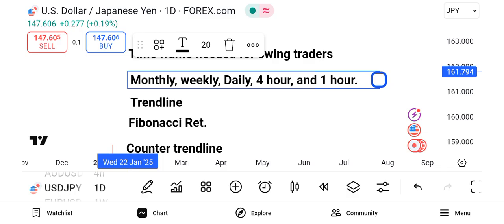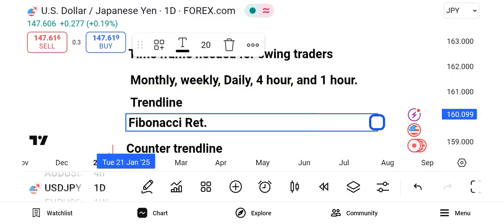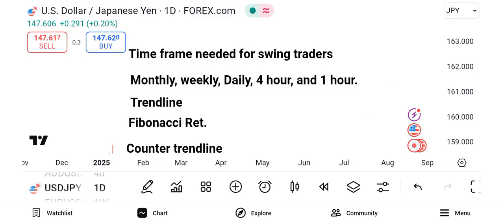Once that has been confirmed, the weekly is for you to check for chart patterns. Any chart pattern you see on a weekly is verified. It's tradable and it will sustain for a long time.